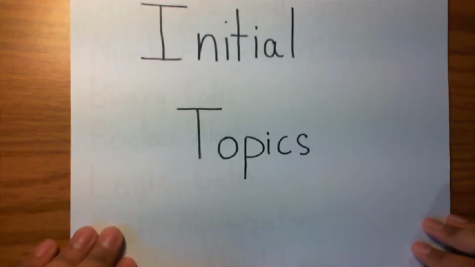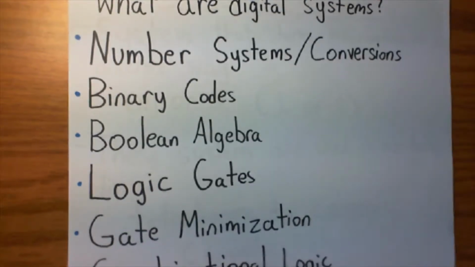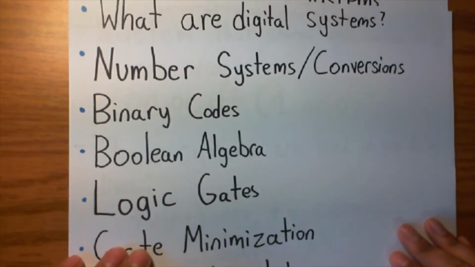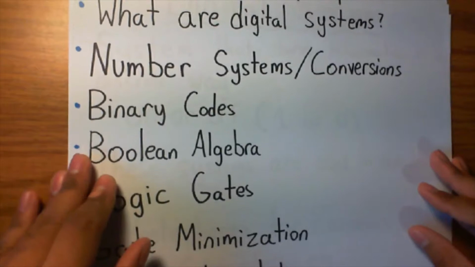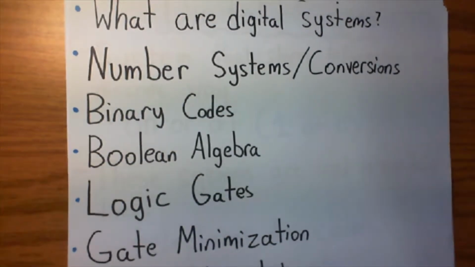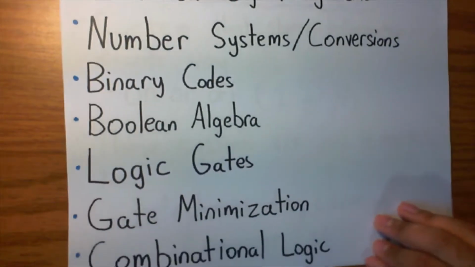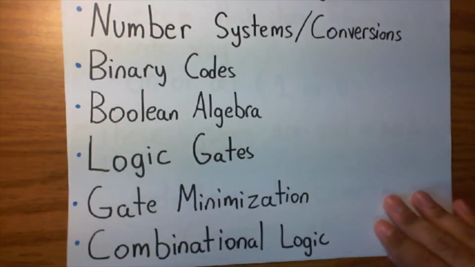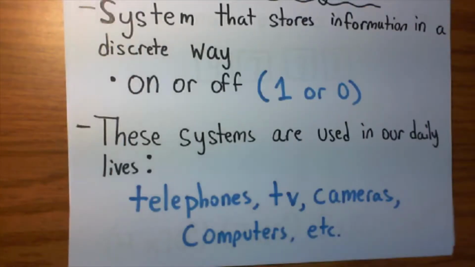What we are going to definitely be covering are what exactly digital systems are, number systems and different types of conversions between them, binary codes, Boolean algebra, logic gates, gate minimalization, and combinational logic. So I guess we'll just jump right in.